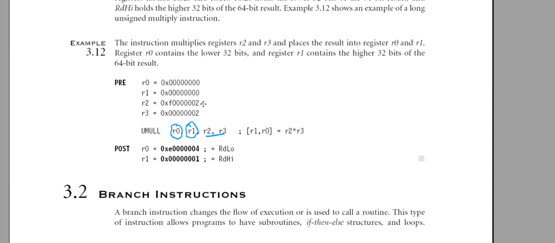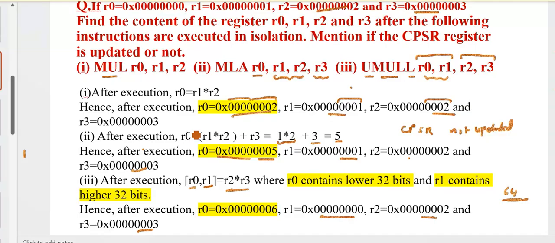They have taken these two numbers as examples, but you can take any numbers and explain with examples. So R0 is lower and R1 is higher. The higher part is 0x00000000, because if you multiply 2 with 3, the answer is 64 bits. Out of the 64 bits, the upper 32 bits are 0 and the lower 32 bits hold the result. So this is correct.